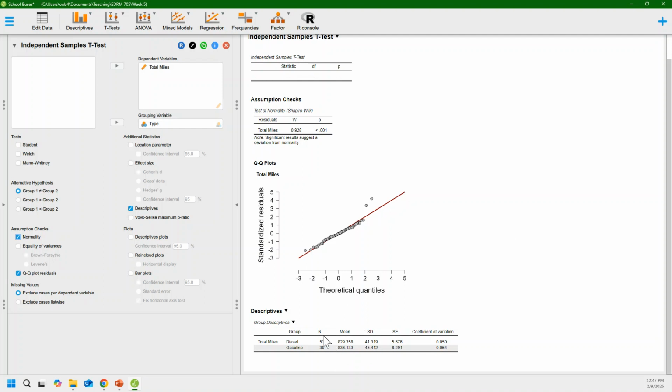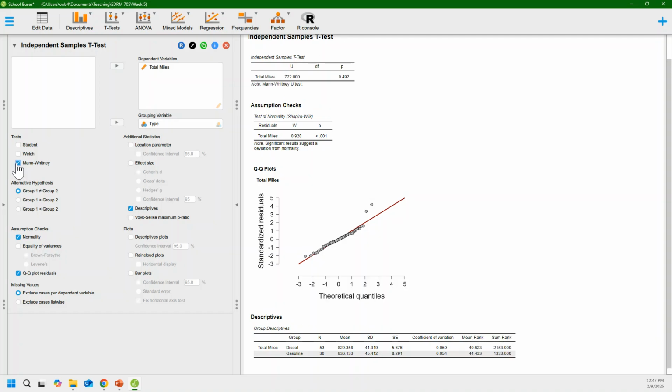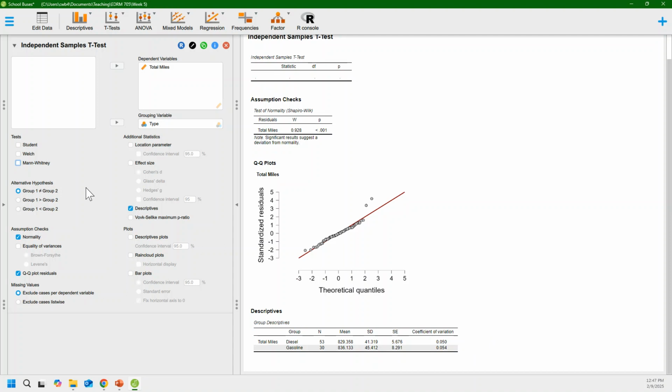Now, if these sample sizes were small, or one of my groups were smaller, then I would have to rely on this test right here, which is the Mann-Whitney test, in order for me to draw conclusions. This is a non-parametric test that we use when our normality assumptions fail and we have a small sample size. All right? And there are the results of that. I'm not going to spend time on that right now. But that is what we would do if our sample sizes were small and we were not able to satisfy the normality assumption. All right, so that's the normality assumption.